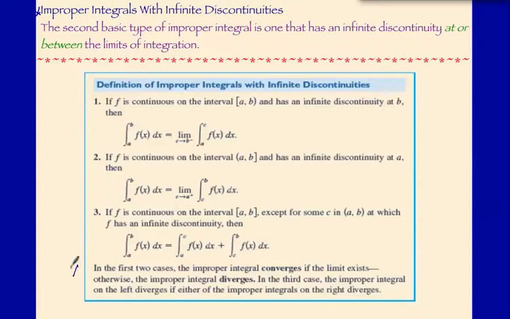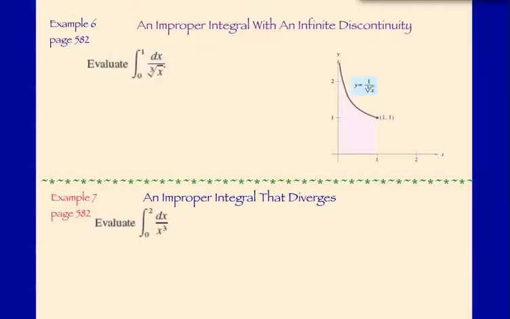Once again, it turns out in the first two cases, the improper integral converges if the limit exists. Otherwise, the improper integral diverges. So if this limit exists, then you have a convergent function. In the third case, the improper integral on the left diverges if either one of these diverges. And of course, if they don't diverge, then you have a convergent integral. So that's kind of the same as before. Let's do a couple of examples.